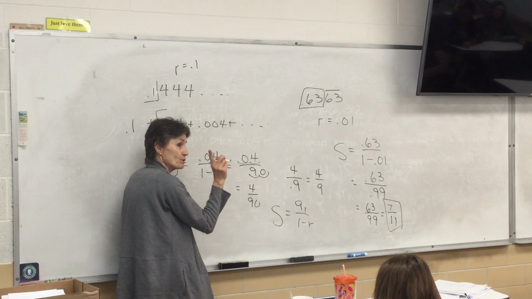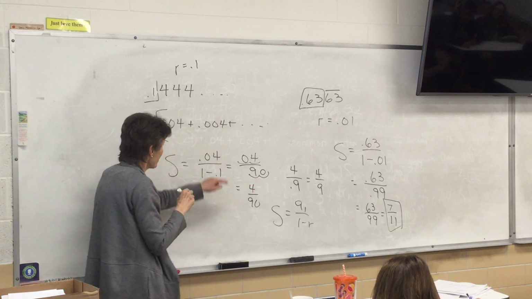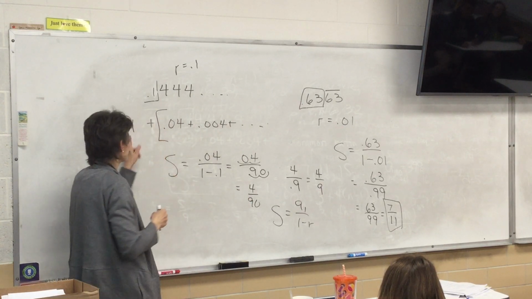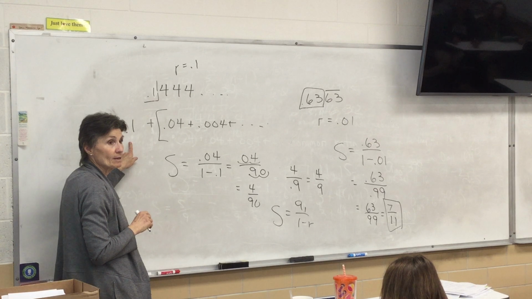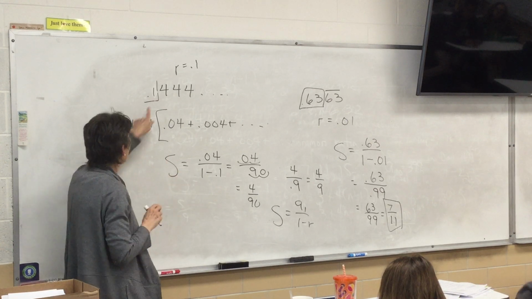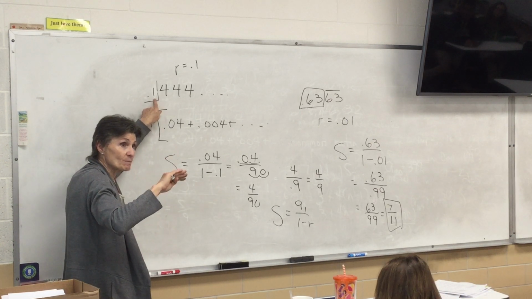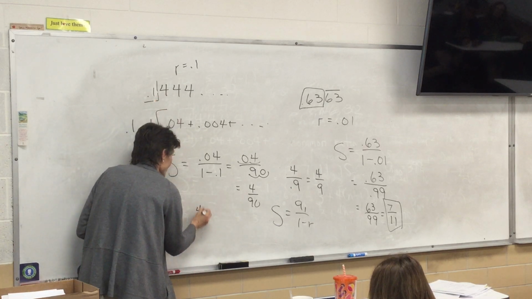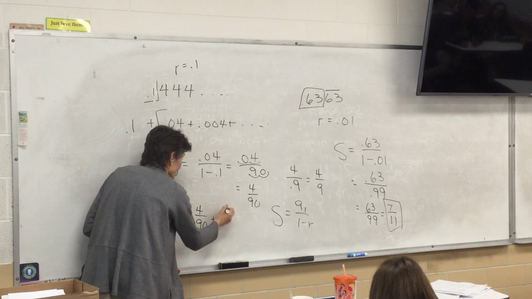So, I know that reduces, but wait a minute, because I'm not done. That, remember, is all of this. What do I still need to figure in? The original 0.1, the part of the decimal that didn't repeat. So I'm going to have 4 90ths plus 1/10.